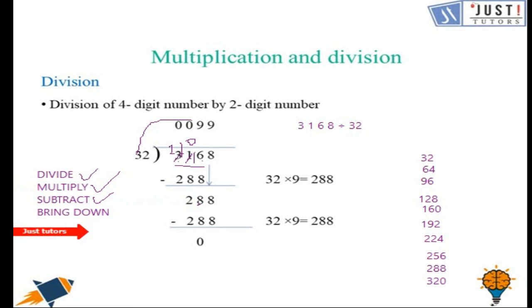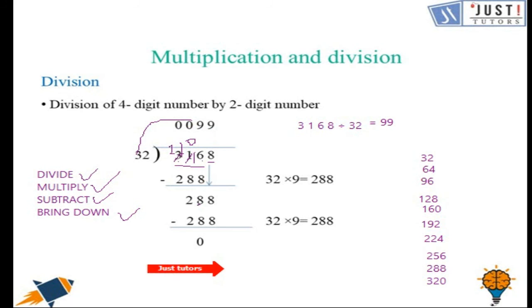Now the last step, which is to bring down. So we'll bring down the next digit, which was 8. So 288. We'll start all over again from divide. How many groups of 32 can you make out of 288? And that's a 9. So we'll write the 288 there. We'll subtract, and the answer is 0. So we don't have any more digits to bring down, so that's our final answer, which is 99. I'll just write it down there for you.